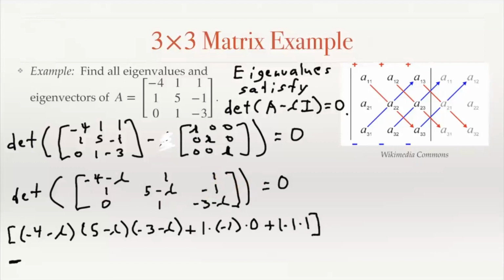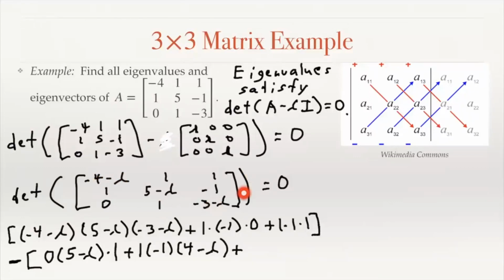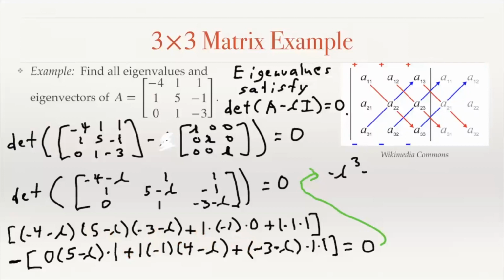And we subtract the same thing for the other diagonals going from lower left to upper right. So 0, 5 minus lambda, 1. The next is 1, negative 1, and then it loops around to 4 minus lambda. And the next is 3 minus lambda, and then it loops around to 1 and 1. And we want that to be equal to 0. And if one FOILs all of this out, then one will get that this is the same as negative lambda cubed minus 2 lambda squared plus 23 lambda plus 60 equals 0.